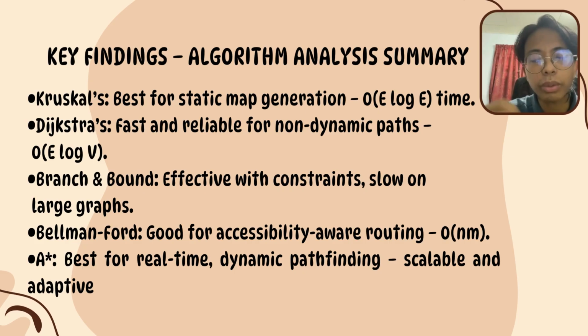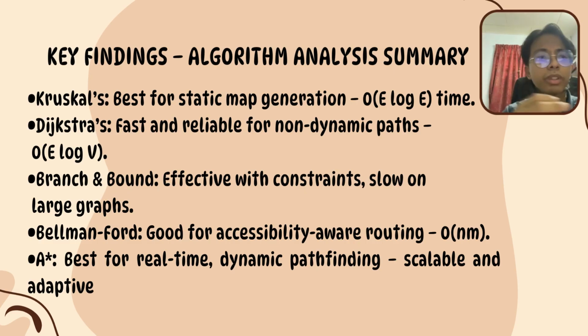Today, we are going to talk about our key findings in algorithm analysis, where we analyze 5 algorithms to see which one is best suited for our case study, which is the Smart Campus Navigation System. The 5 algorithms are Kruskal algorithm, Dijkstra algorithm, Branch and Bound, Bellman-Ford, and A-star algorithm. Okay. First, let's look at the first one, which is Kruskal algorithm.